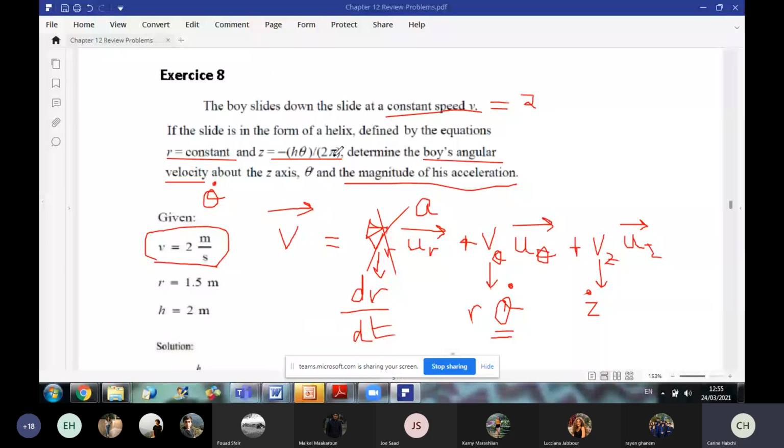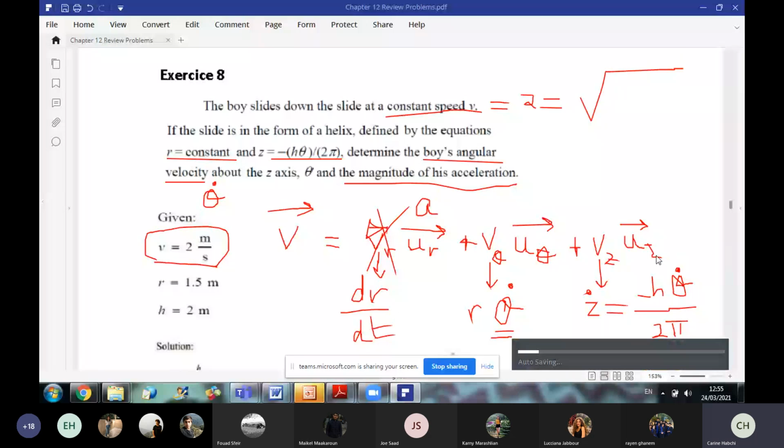Z dot is equal to minus h theta dot over 2 pi. Okay? Now, once we have the components v theta and vz, we can say that the magnitude of the velocity, so the magnitude v, which is equal to 2, is equal to what? It's equal to radical of v theta square plus vz square.